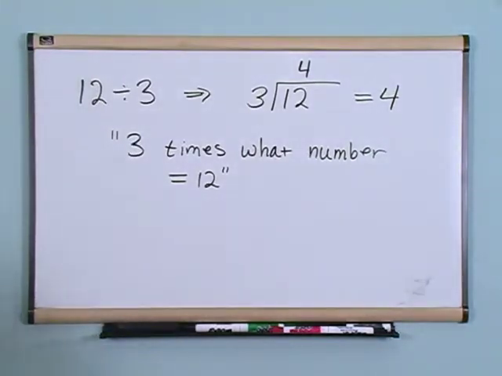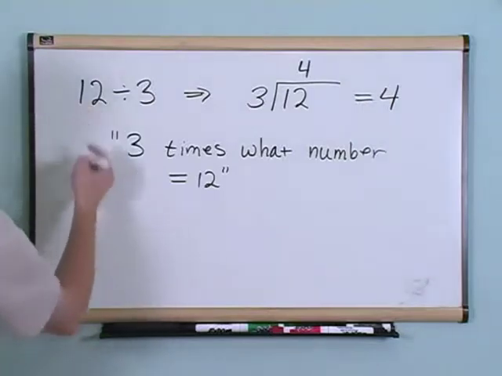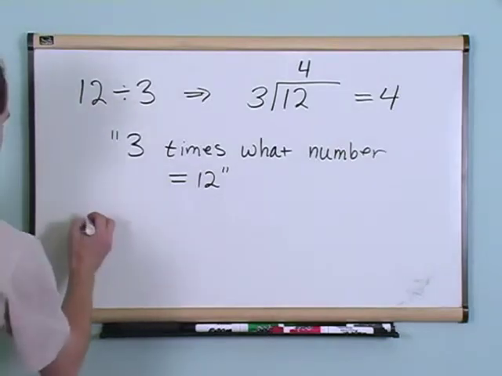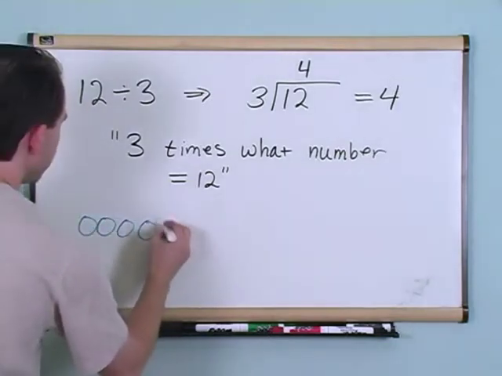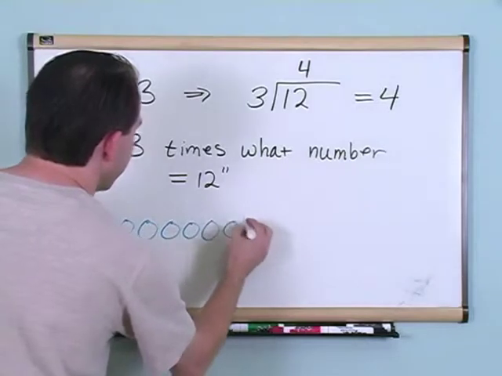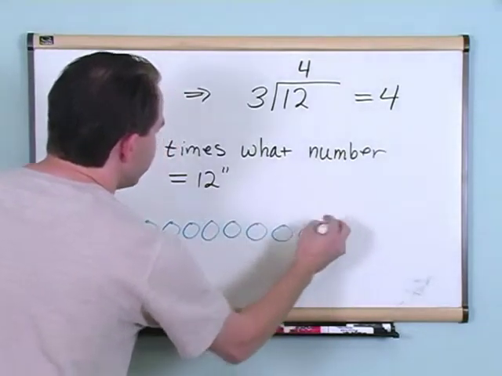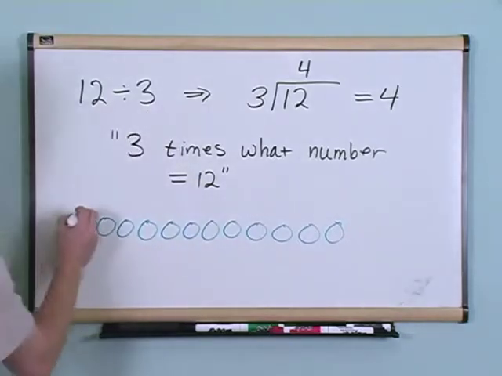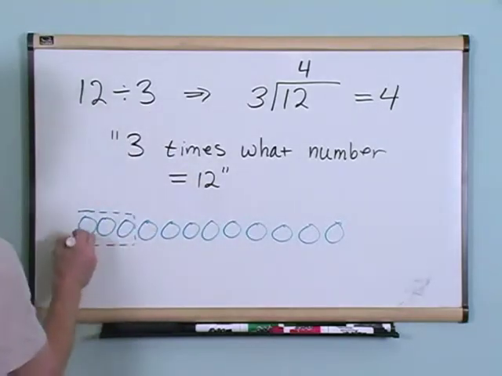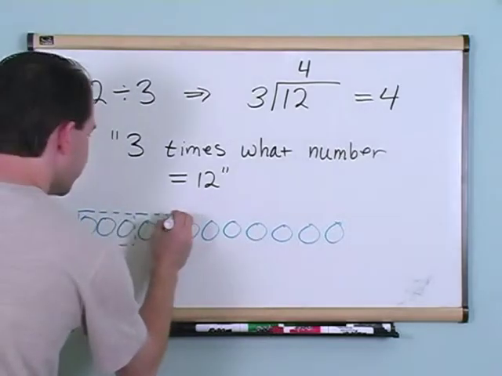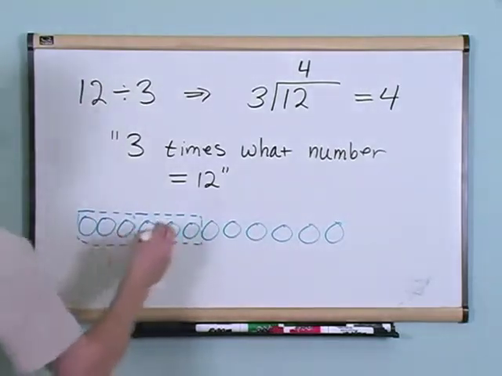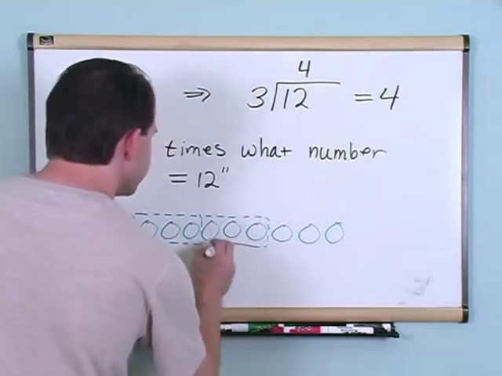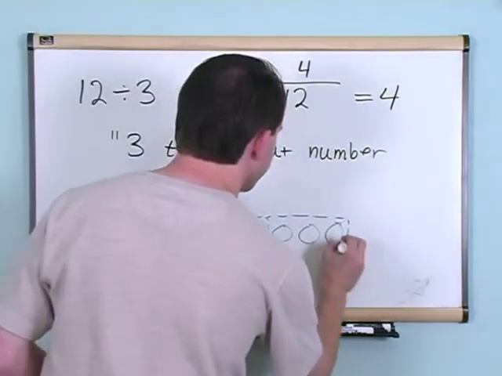Now that you understand what the answer is, let's go ahead and see how to do that by drawing circles, okay? We need to draw 12 circles. 1, 2, 3, 4, 5, 6, 7, 8, 9, 10, 11, 12 circles. And we're dividing by 3. So we want to make a group of 3 here. There's a group of 3. I want to make another group of 3 here, and another, and another.